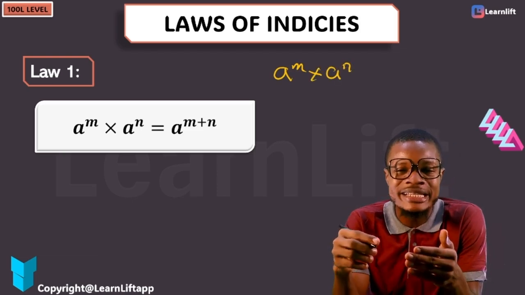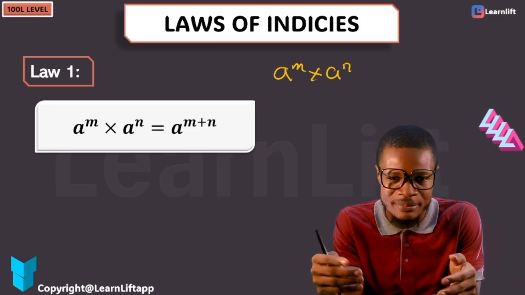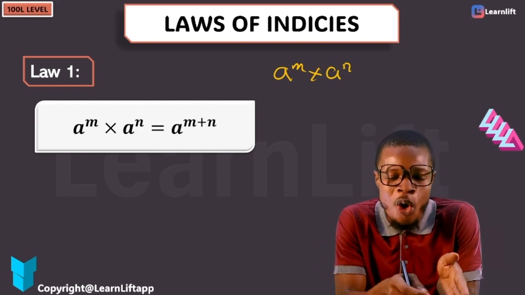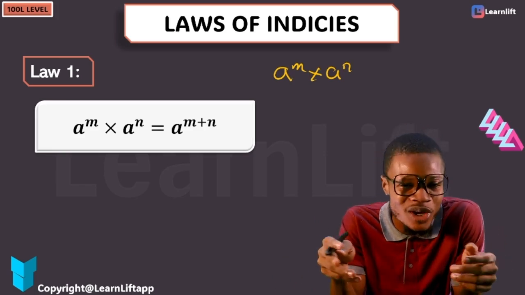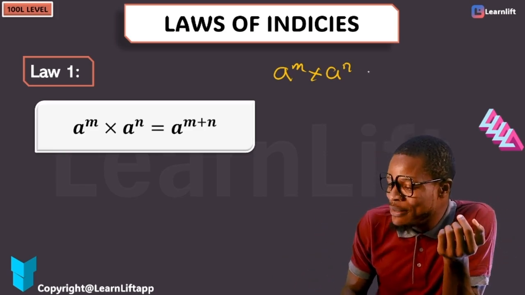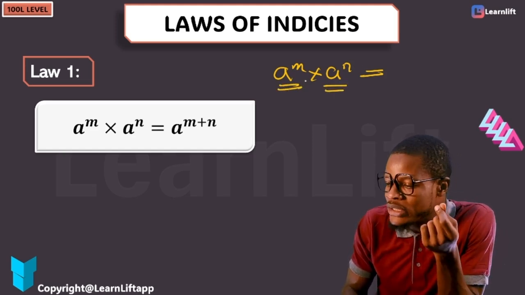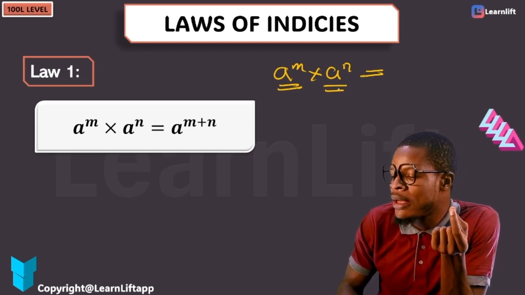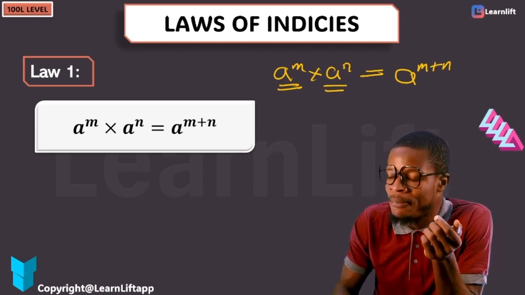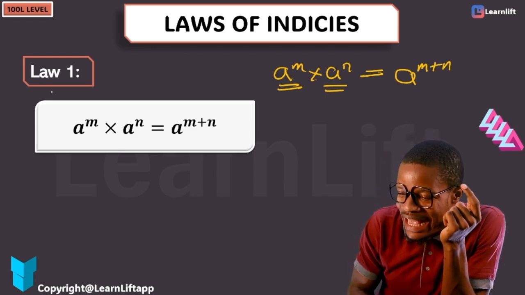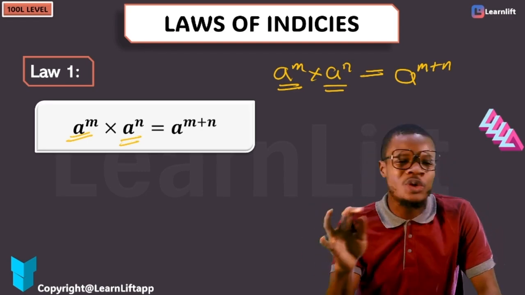A lot of people like calling this your product rule. Either you call it your laws or your rules of indices, they are the same. A lot of people like calling it product law or product rule. Some like calling it addition law or addition rule. They are the same. Now, what does this mean? Anytime the bases are the same and what is binding them is multiplication, pick one of the bases and then add the powers together. So this is going to give us m plus n. But this is on the ground that their bases are the same. If the bases are not the same, will this law hold? It's not going to hold.